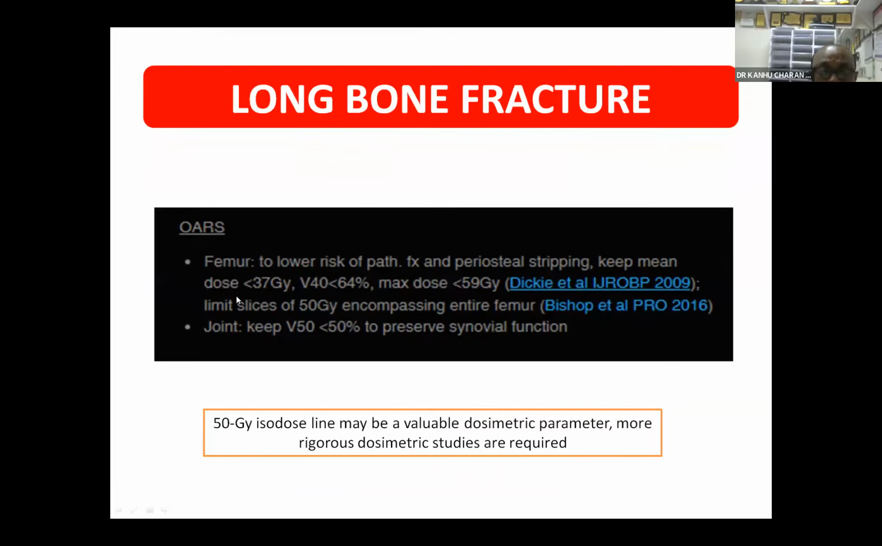What should the femur dose be? If there is a pathological fracture and if there is a periosteal stripping, keep the mean dose less than 37 gray, V40 less than 64%, and maximum dose 59 gray. Limit the slices of 50 gray encompassing the entire femur. Keep the V50 less than 50% in joint cavities. So the 50 gray isodose line is very important.